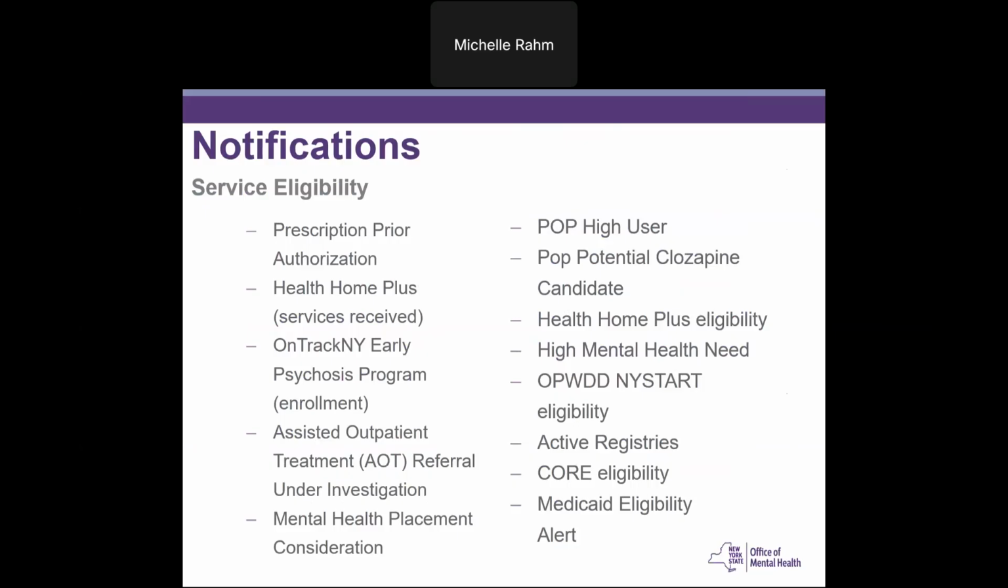And then we have POP information, Health Home Plus eligibility, and that Health Home Plus eligibility reason: high mental health need. We have OPWDD NY START eligibility, so that's for potential candidates for OPWDD NY START services based on an RA95 code if their age is 6 and above, and if they have a mental health diagnosis. Then it'll also show if the client is on any active registries, if they're eligible for core services, or if they have a Medicaid eligibility alert and need to recertify.